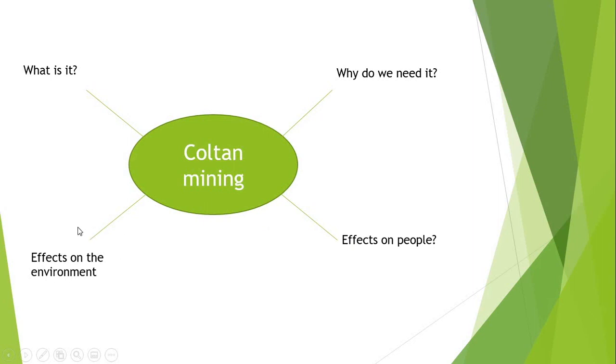And lastly, down here, I want effects on the environment. So this can be the water cycle, the nutrient cycle, and also please think of animals, think of insects, think of extinction of animals, think of habitats, so animals' homes, so habitats being destroyed. All this should fill in a mind map on coltan mining. I would like you then to do the same with cattle ranching, and then finally with oil drilling.